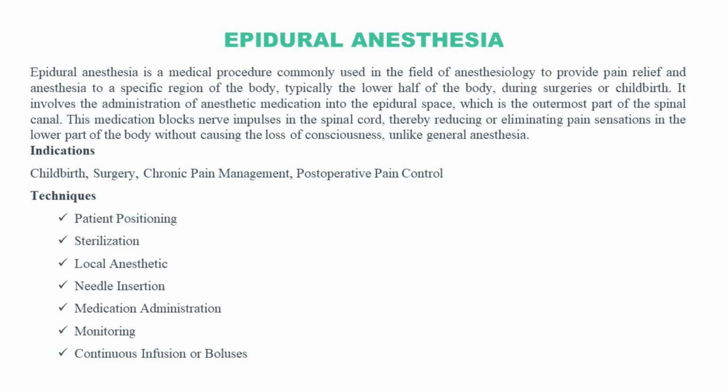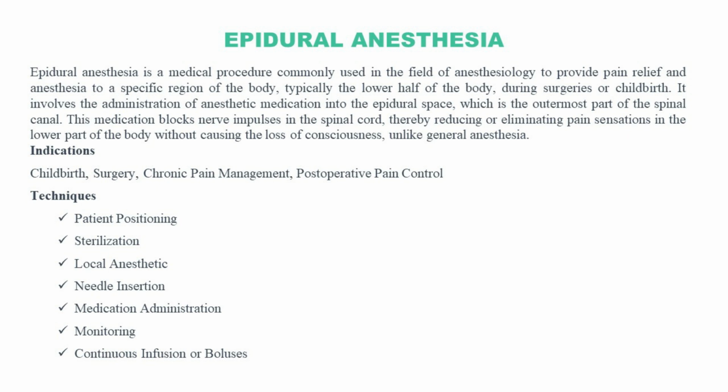Sometimes, a catheter is threaded through the needle. E. Medication administration. Once the needle or catheter is correctly positioned in the epidural space, the anesthetic medication, such as a combination of local anesthetics, like lidocaine or bupivacaine, and opioids, like fentanyl or morphine, is slowly injected. This medication blocks nerve signals and provides pain relief.